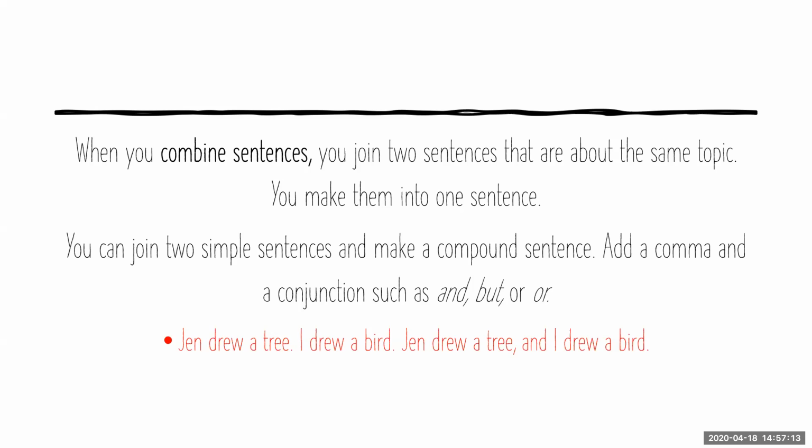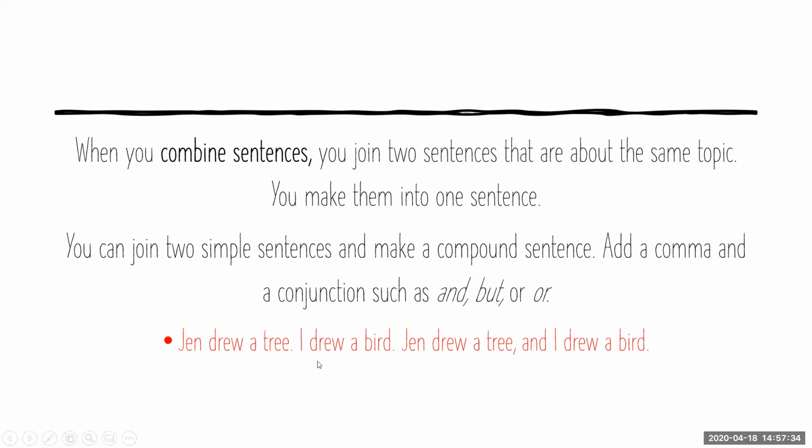You can join two simple sentences and make a compound sentence, add a comma and a conjunction such as and, but, or. I put an example in red on this page. So it says, Jen drew a tree. There's a period over here. Then it says, I drew a bird. There's a period. These are two separate sentences, right?